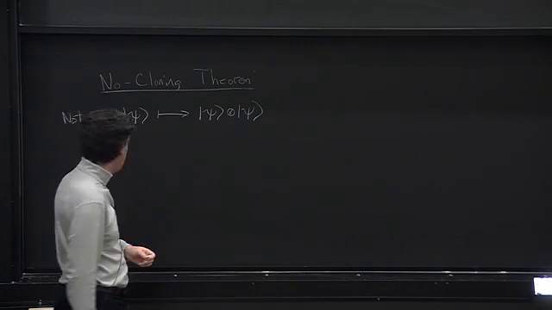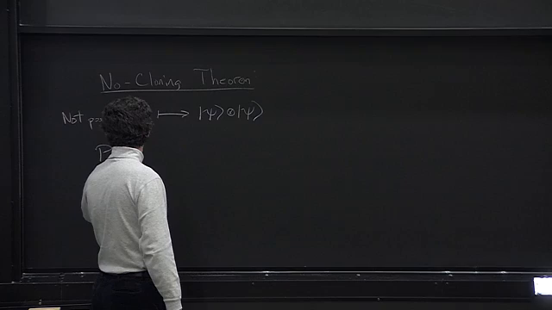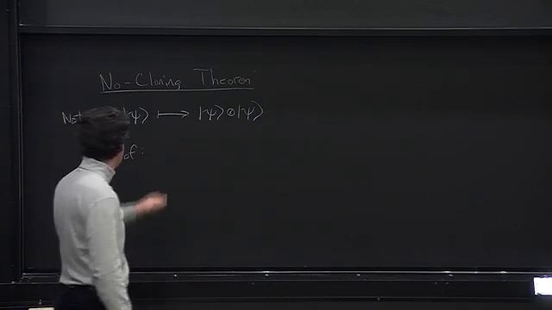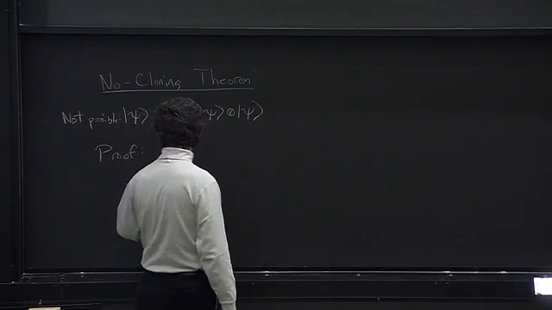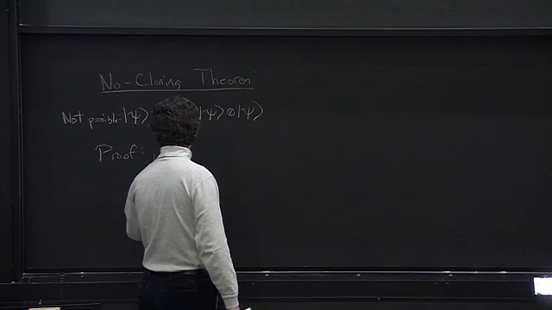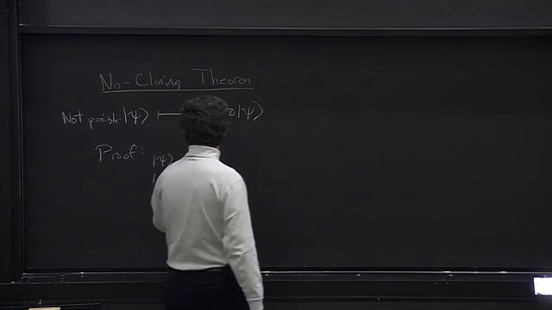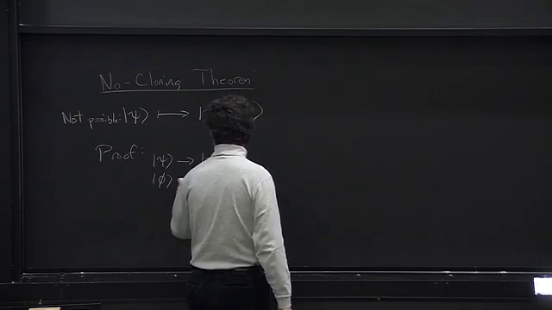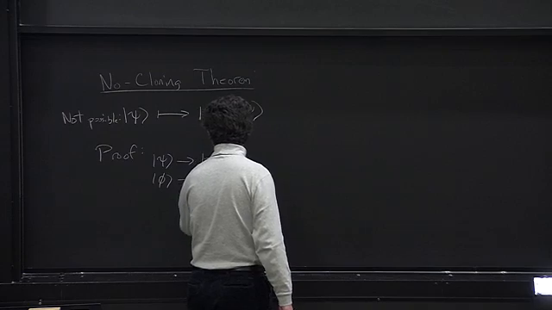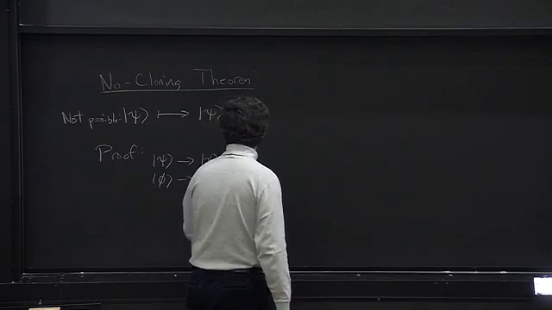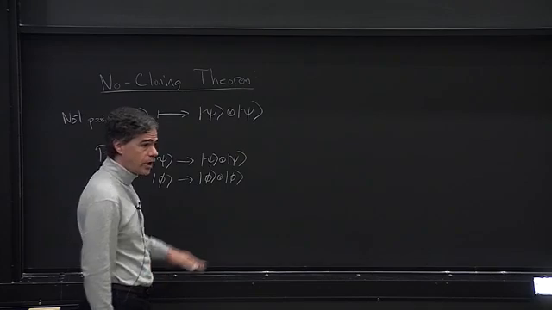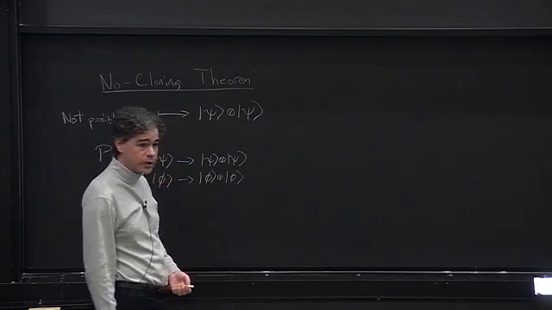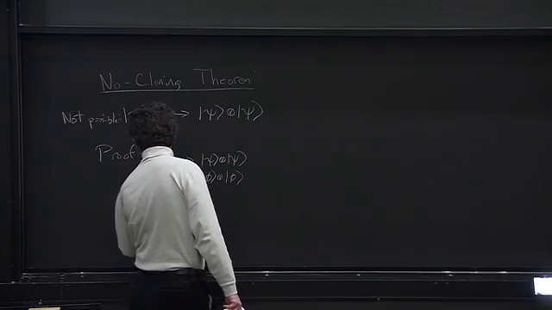OK? And the proof is very easy. This is just a consequence of the linearity of quantum mechanics. So suppose you had such a device. Well, let's take 2 states, psi and phi. Psi would go to 2 copies of psi, phi would go to 2 copies of phi. But it could also work on the superposition of psi and phi, right?